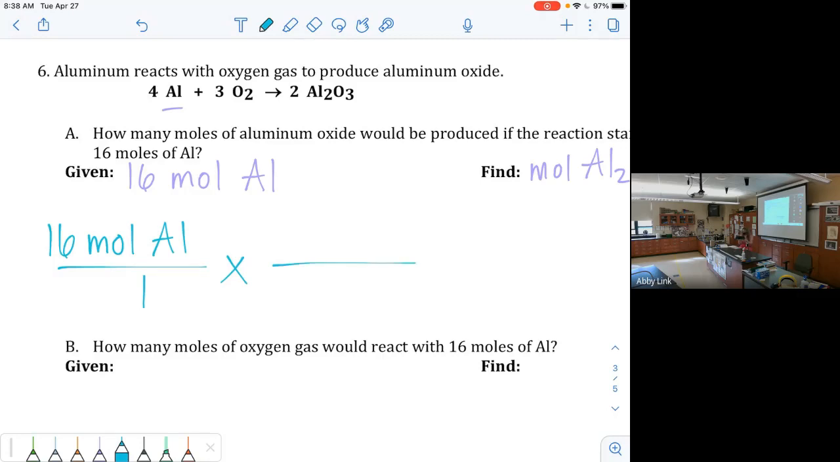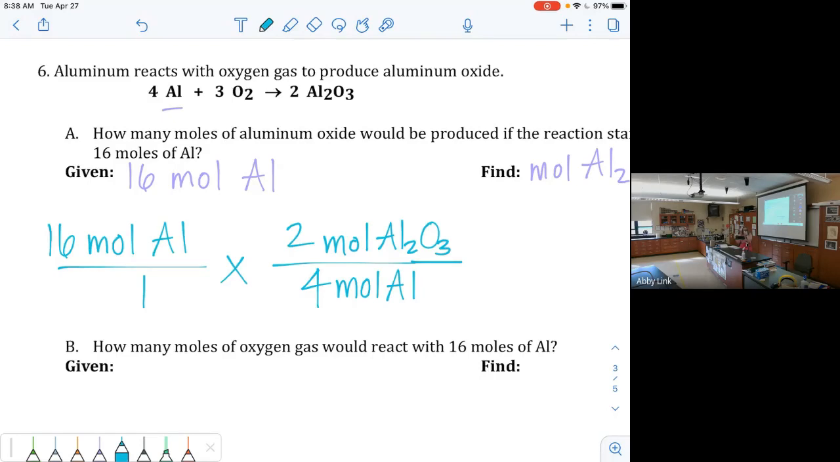You know that you need moles of aluminum in the denominator. Can I put moles of Al2O3 on the top? Yeah, I can, right? This is a mole ratio. That's all that is. All right, where do I get those values? I get them from the balanced chemical equation, the coefficients. So there's a 2 in front of the Al2O3, and then there's a 4 in front of the Al.